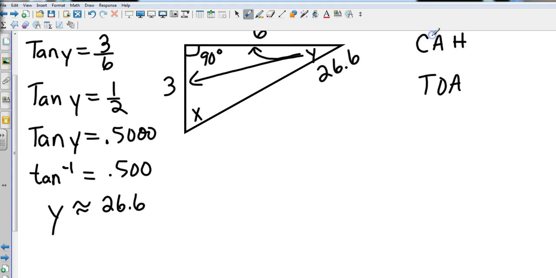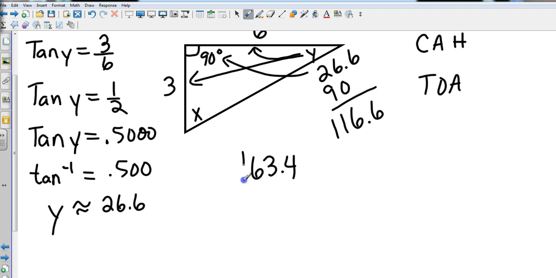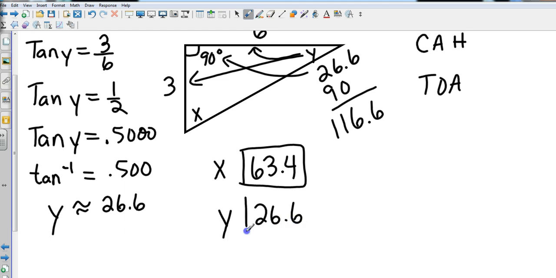Now, again, we knew the other one was 90. So we've used 116.6 of our degrees. And so when we subtract that from 180, we get 63.4. So 63.4 is our x, and 26.6 is our y value. So that'll take care of that word problem.